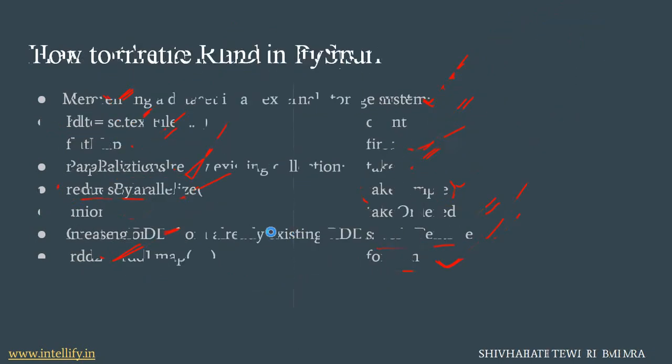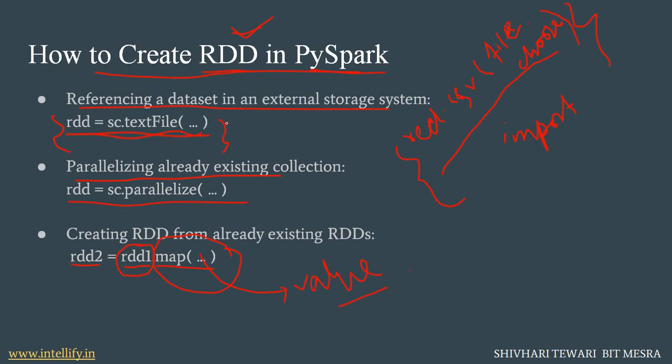So this is how we create an RDD in PySpark. First we reference the data set from external storage. If the data set already exists, then we use the parallelize function to parallelize the already existing collection and use it in an RDD. And then, if we want to create an RDD from an already existing RDD, we just create a new RDD, using the naming convention here: RDD2 equals RDD1.map.